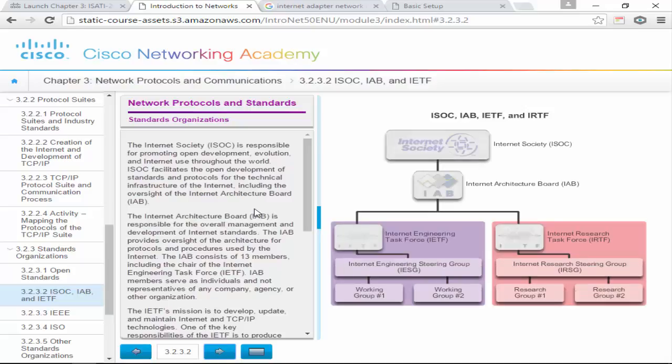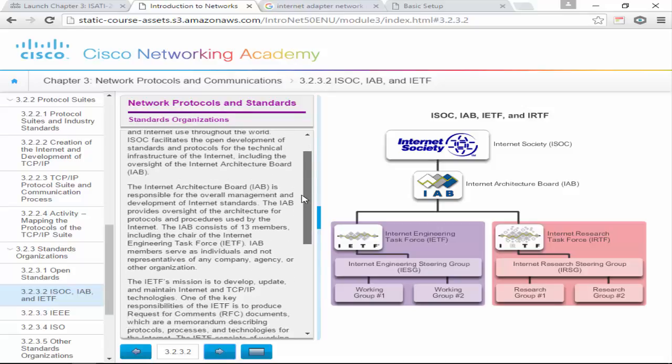The Internet Society is responsible for promoting open development, evolution, and Internet use throughout the world. It facilitates the open development of standards and protocols for the technical infrastructure of the Internet, including oversight of the Internet Architecture Board. The Internet Architecture Board is responsible for the overall management and development of Internet standards. The IAB provides oversight of the architecture for protocols and procedures used by the Internet. We're just going to call that good.